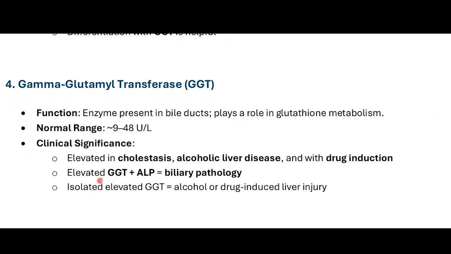So whenever you see GGT raised and ALP also raised, then it suggests biliary pathology. And when you see only isolated elevated GGT, then it goes toward alcohol or drug induced liver injury. So this is the most important. When both GGT and ALP are elevated, then it shows biliary pathology. And when only the GGT is raised, then it goes toward alcohol or drug induced liver injury. So that is the important thing you have to consider.